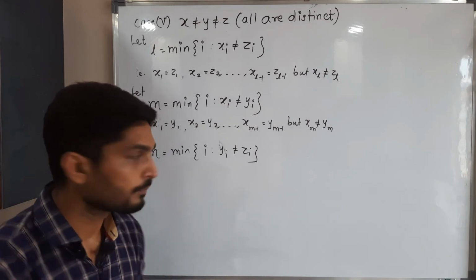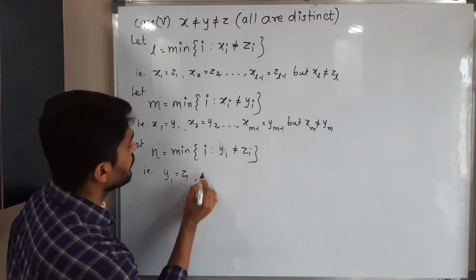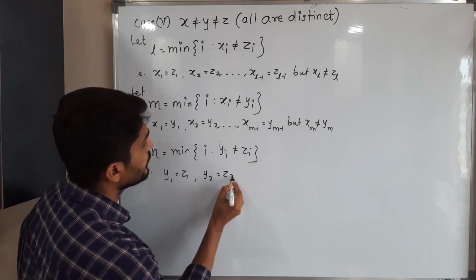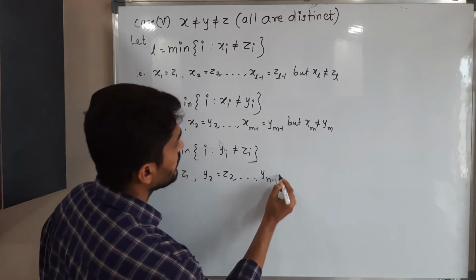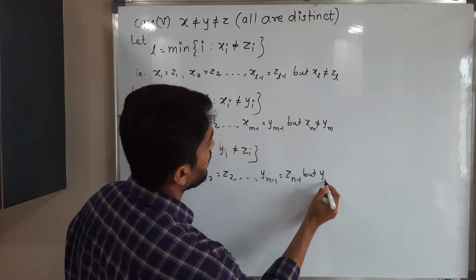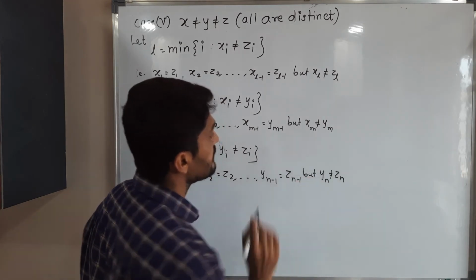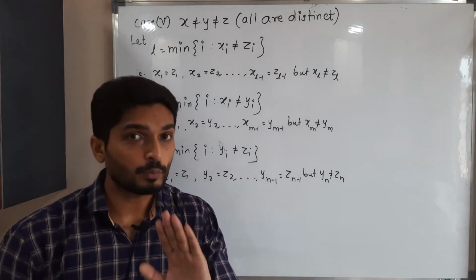Can you tell me? Yes, obviously y1 is equal to z1, y2 is equal to z2, and it is true up to y(n-1) is equal to z(n-1), but yn is not equal to zn. Getting the point? Okay, so after that, what will I do?